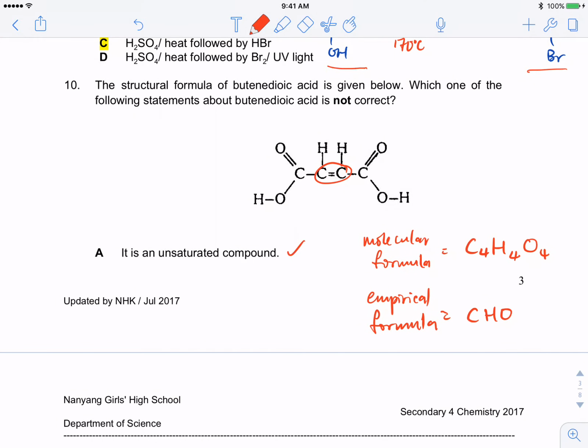Question 10. The structural formula of butenedioic acid is given below. Which of the following statements about butenedioic acid is not correct? Okay, note that it's butene, which means that there's a C=C double bond here. Dioic means that there are 2 acid groups. A says that it's an unsaturated compound. That's true. There's a C=C double bond. There's also a C=O double bond, so it's unsaturated.